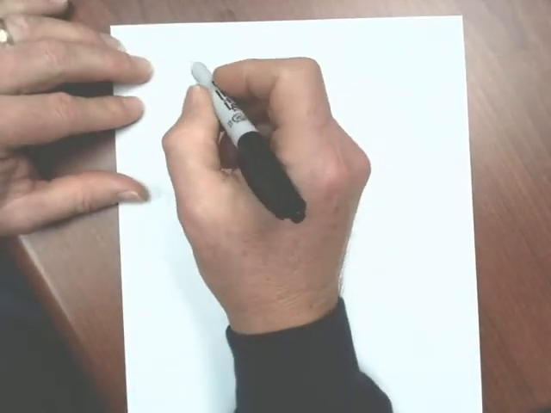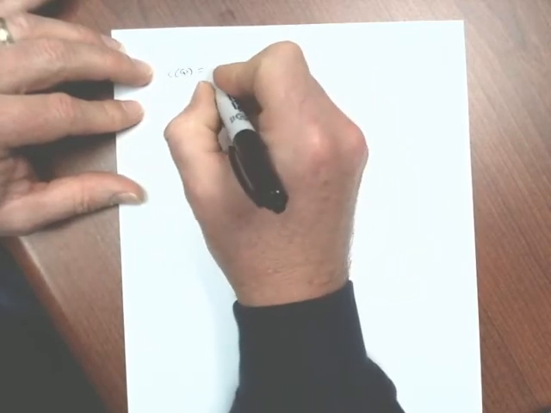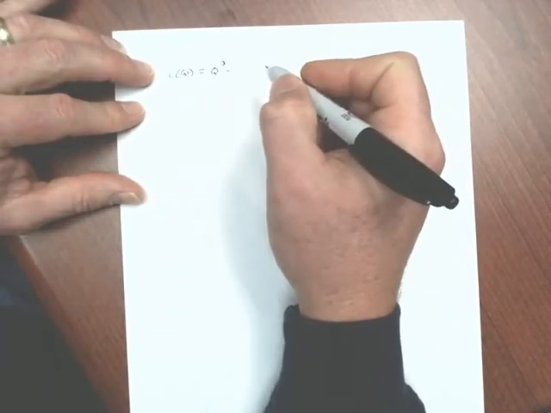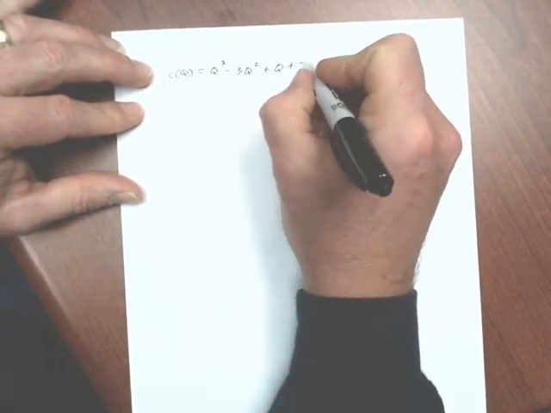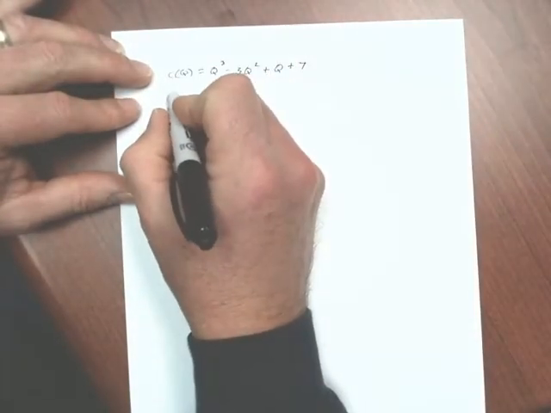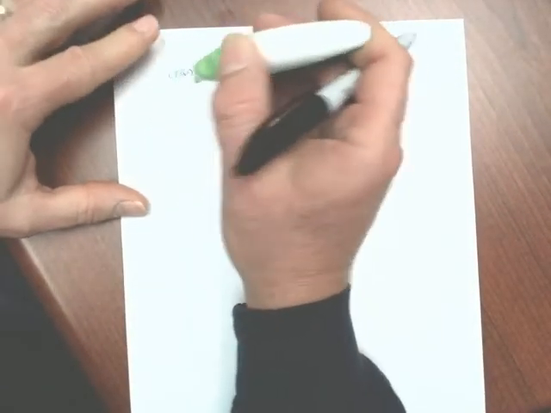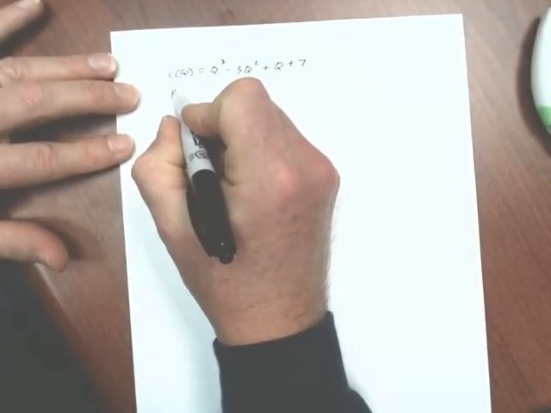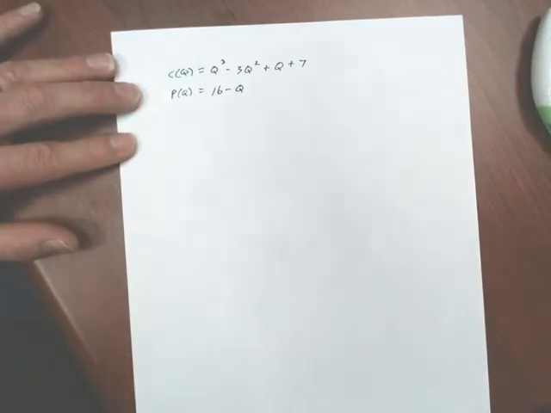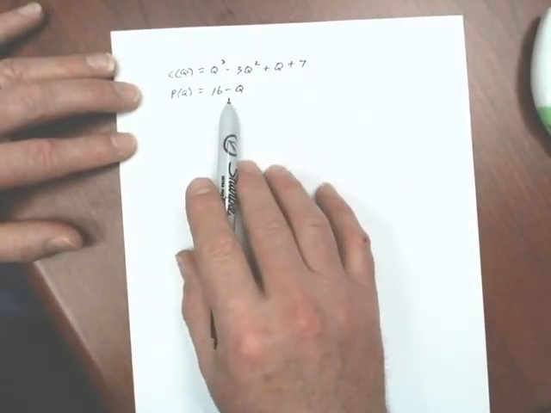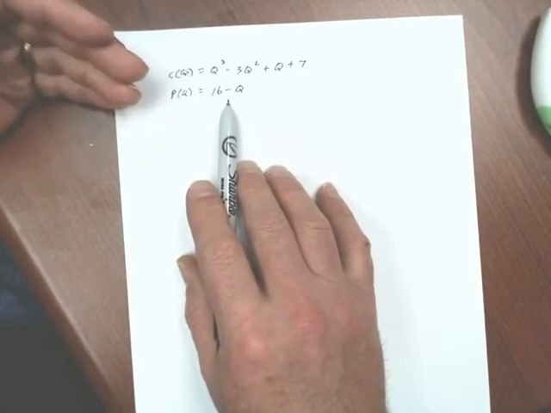So let's see. Let's start off with a total cost function that is Q cubed minus 3Q squared plus Q plus 7. Excuse me, let me correct that. Let's have an inverse demand function P of Q equal to 16 minus Q. Okay. Now, you'll see we don't have revenue here. Before, revenue was just a coefficient times Q. Now we have price in the form of inverse demand.